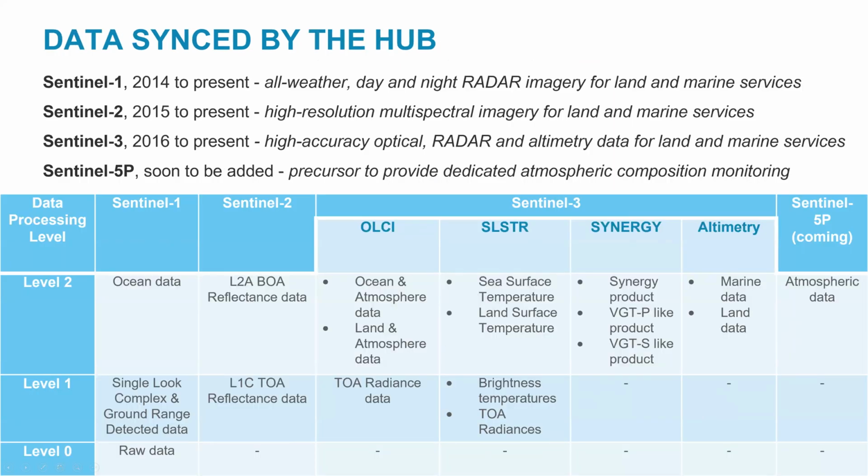So this table shows the data that's currently synced by the hub. Sentinel-1 data is available from 2014 to present, and this is all-weather day-night radar. Sentinel-2 is from 2015 to present, and that's high-resolution multispectral imagery. Sentinel-3 is from 2016 to present, and that's high-accuracy optical radar and altimetry data. And Sentinel-5P will soon be added to the data hub, and this is a precursor to Sentinel-5.